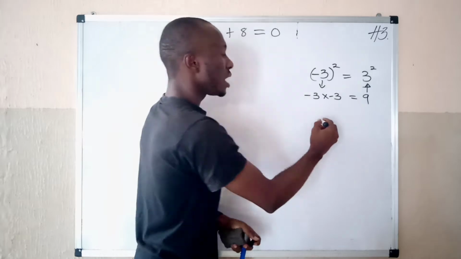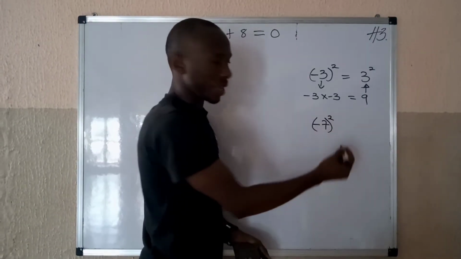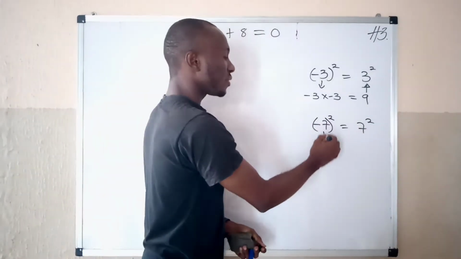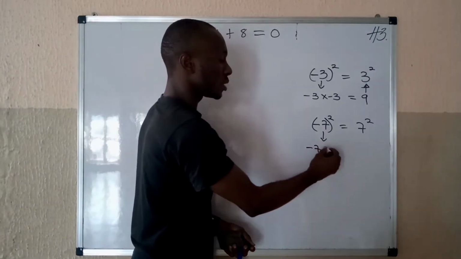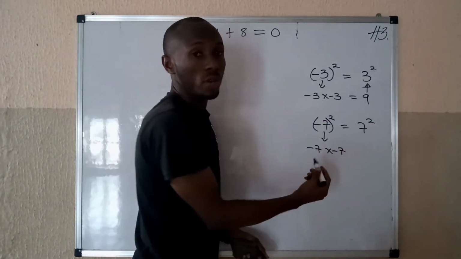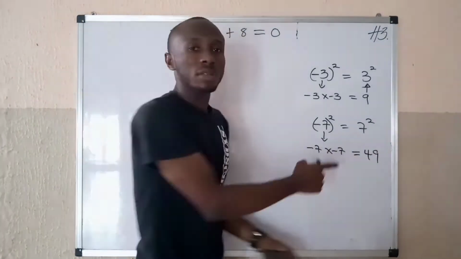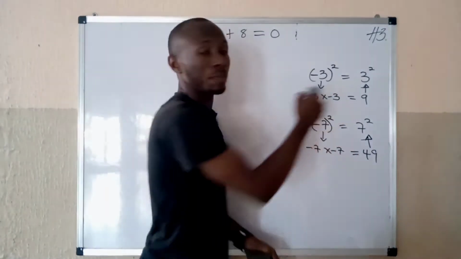Another example, if I have negative 7 to the power 2, it is simply 7 to the power 2. Because negative 7 to the power 2 can be expressed as negative 7 times negative 7, which will give me a positive 49. And of course, a positive 49 is simply a positive 7 to the power 2.